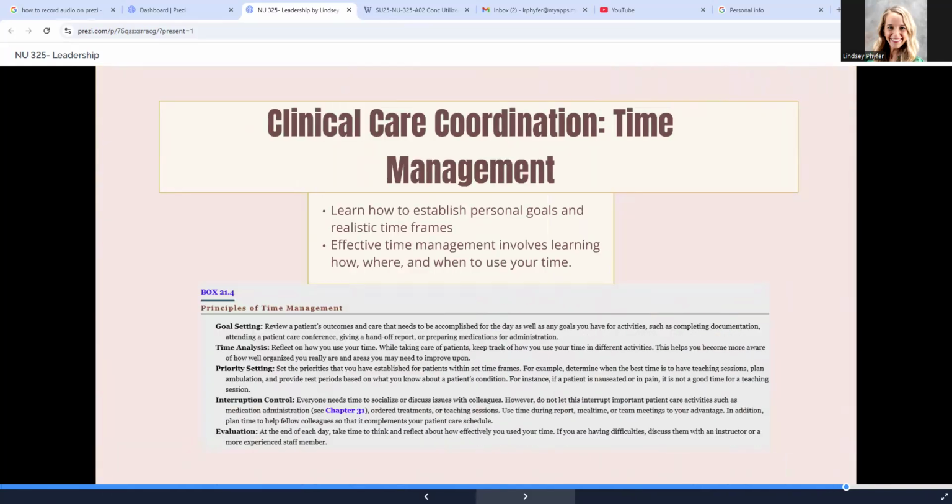So time management is also clustered within clinical care management. I know we've already talked to y'all about this as well, but we as nurses need to learn how to establish personal goals and set realistic timeframes to complete tasks. And effective time management involves learning how, where, and when to use your time. And there are 5 principles of time management, and they are goal setting, time analysis, priority setting, which we've already talked about, interruption control, so limit interruptions and distractions, and lastly, evaluation of how well you were able to manage your time.